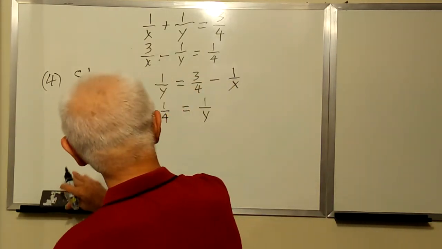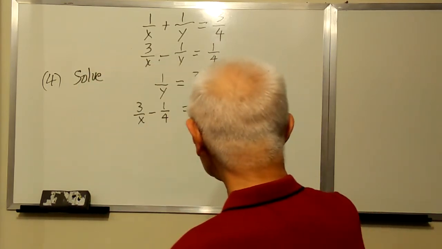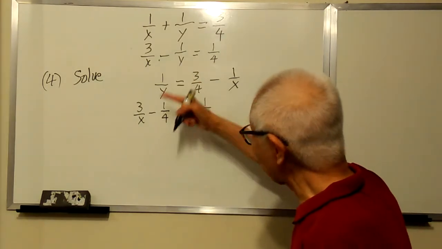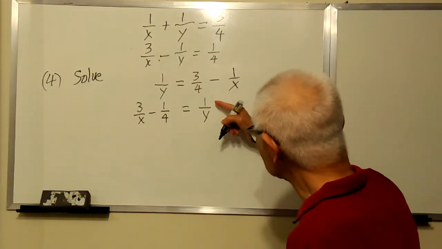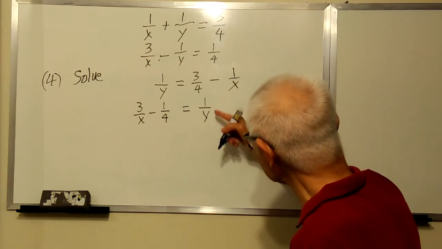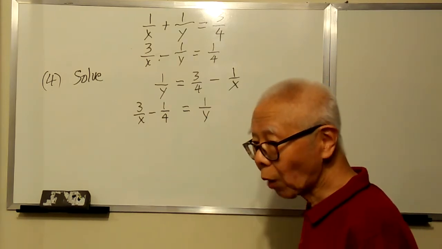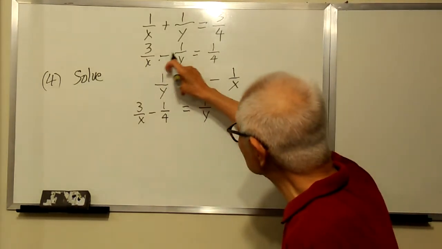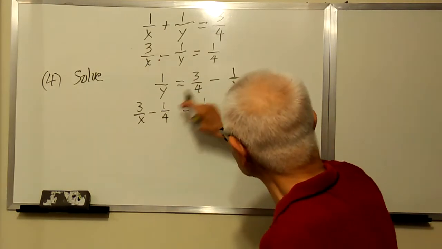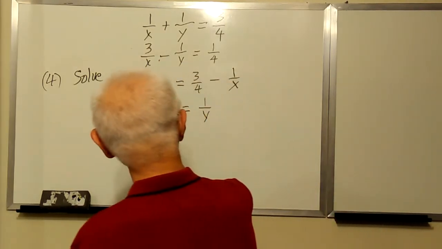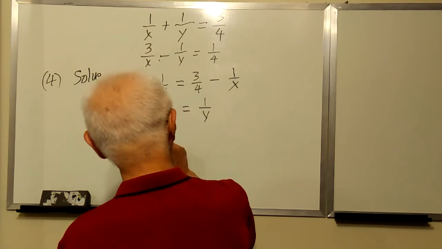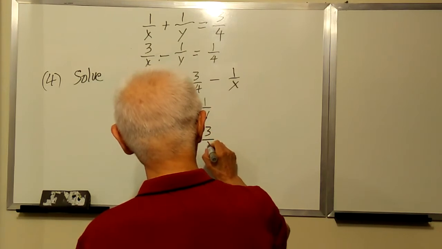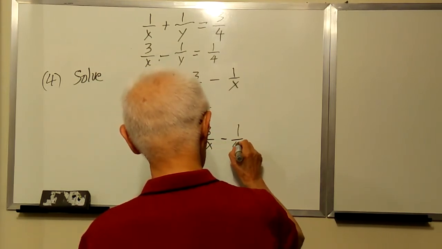All right. Now you look at these two equations. This side is 1 over y. And here for this next equation, this side is 1 over y. 1 over y, of course, is the same as 1 over y, all right? So this is the same as that. Therefore, this is equal to that. So I write 3 over 4 minus 1 over x is equal to 3 over x minus 1 over 4.